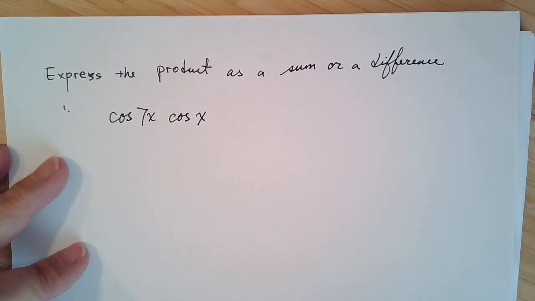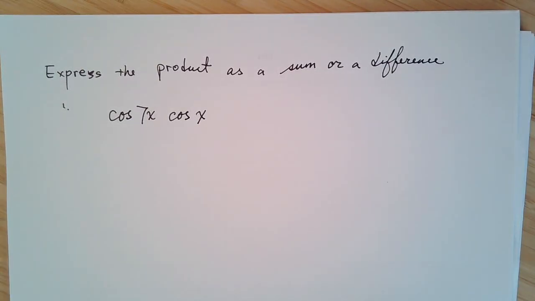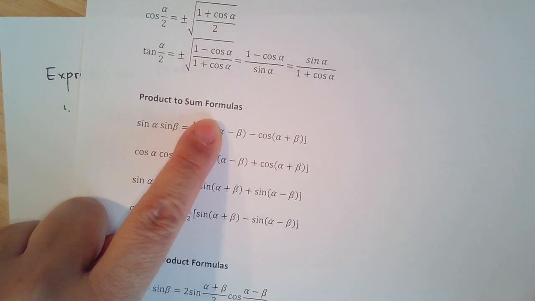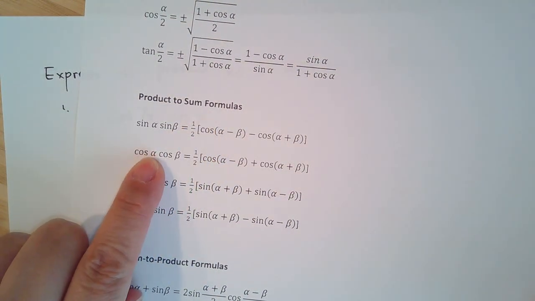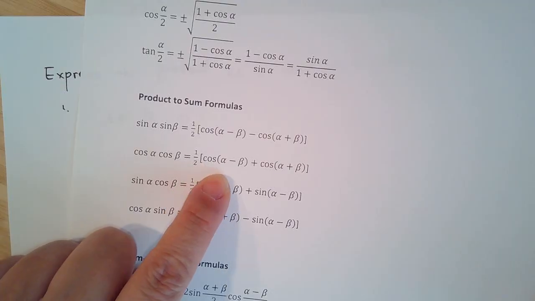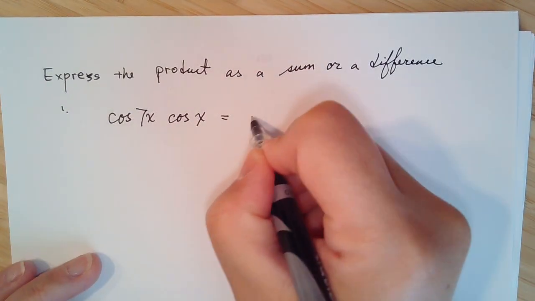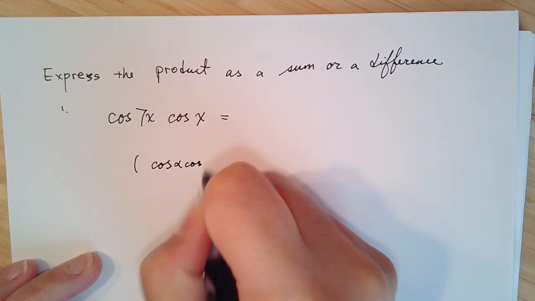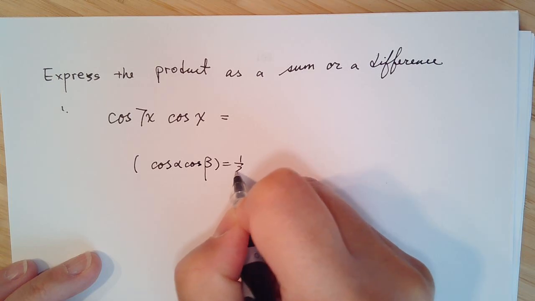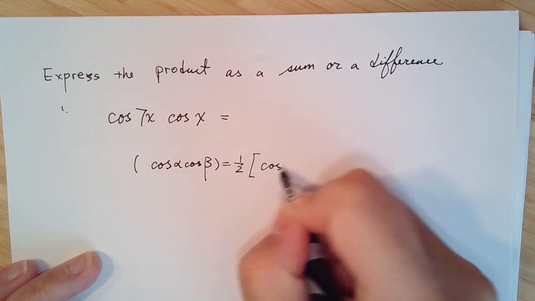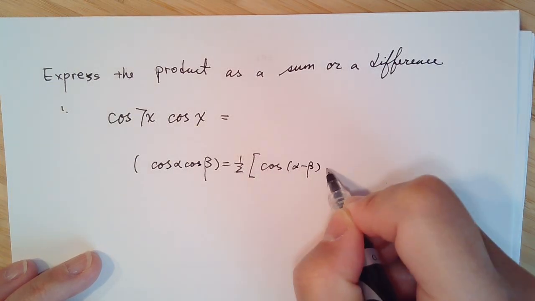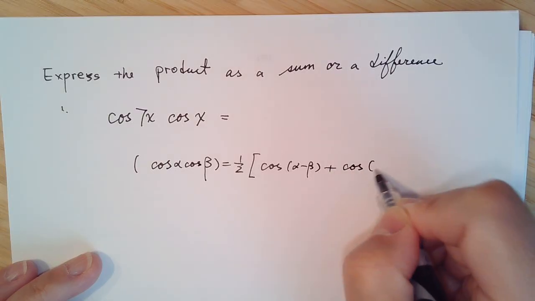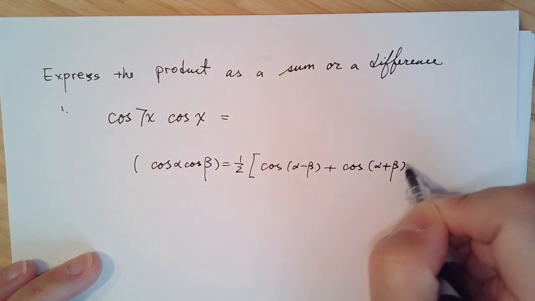This is the product, cosine 7x, cosine x. So cosine by cosine. Then we should use the product-to-sum formula for cosine cosine. Cosine cosine is half of the cosine of the difference plus the cosine of the sum. Let me just write it here. Cosine alpha, cosine beta equals 1/2 of cosine alpha minus beta plus cosine alpha plus beta.